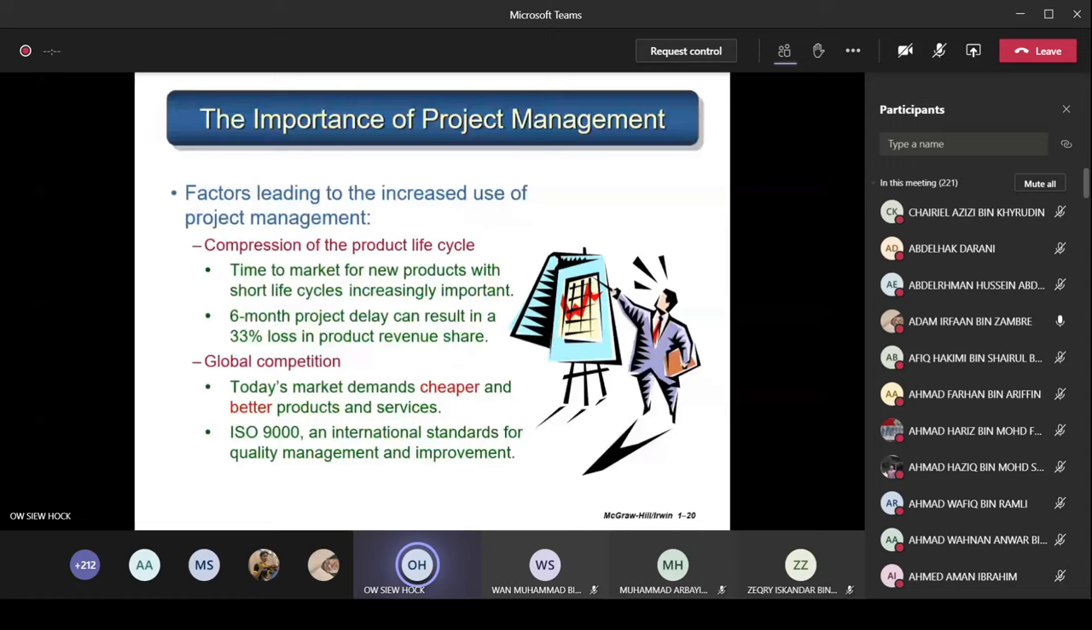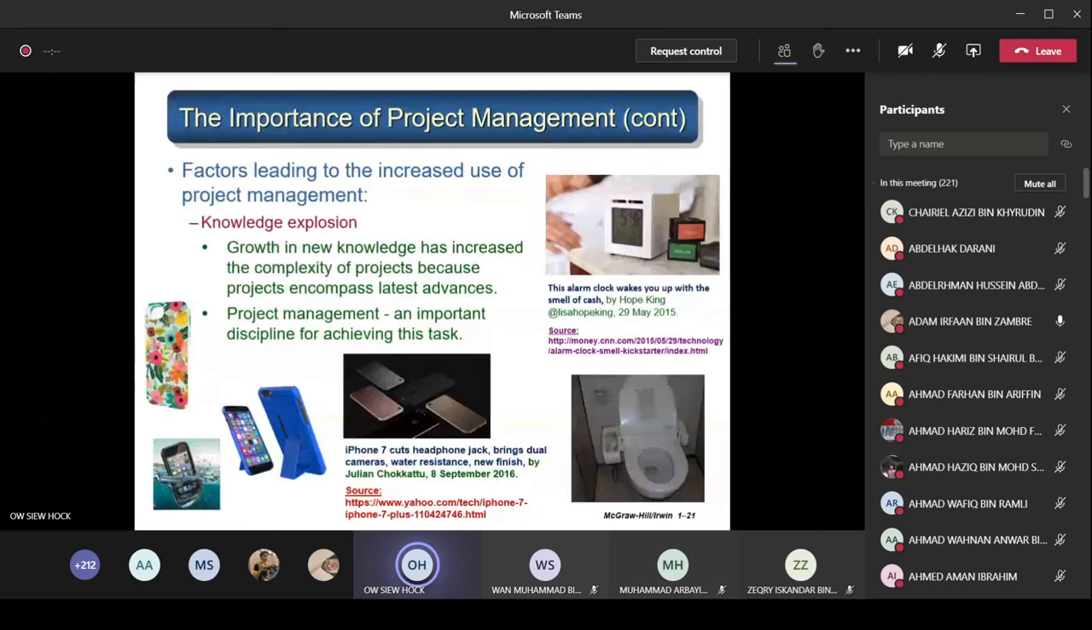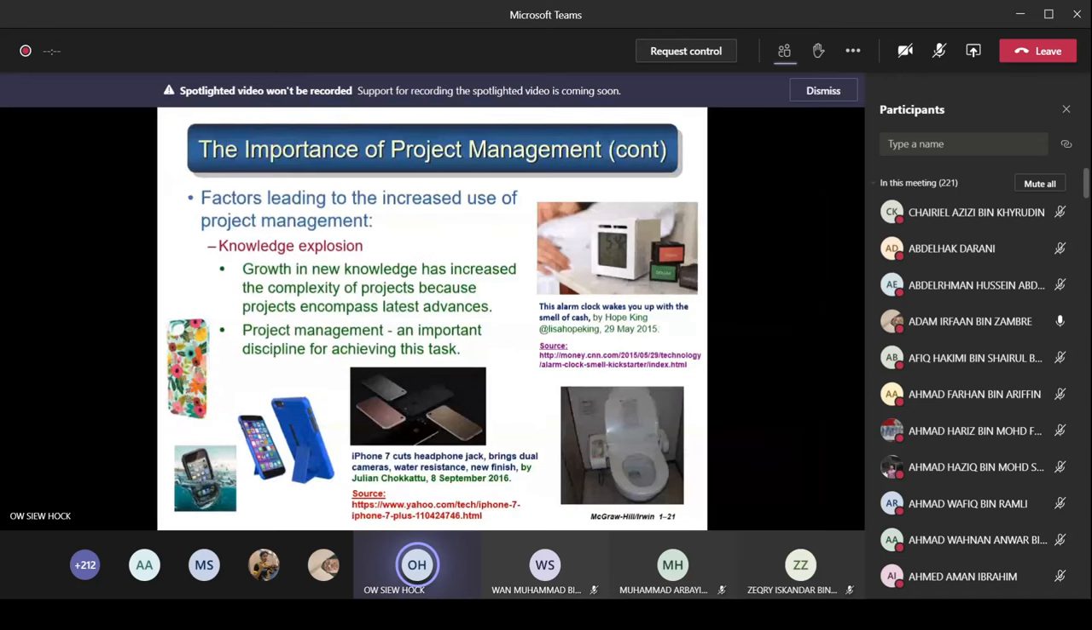That means we produce quality students. So if a student graduated from UM goes out and joins the industry, let's say software development, you can produce a good software system without a lot of bugs inside. Okay, so that shows quality. And in order to have quality, you have to apply project management. Okay, next, the next factor is the knowledge explosion. The growth in new knowledge has increased the complexity of projects, because projects encompass the latest advancements. Okay, all the advances here. Project management is an important discipline for achieving this task.